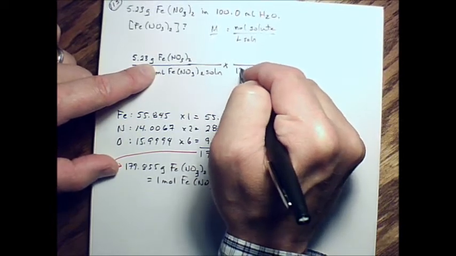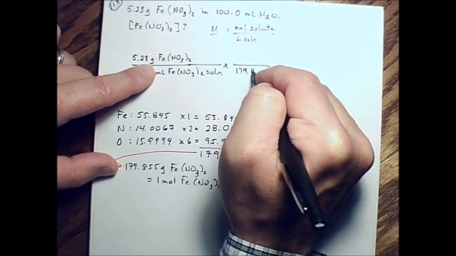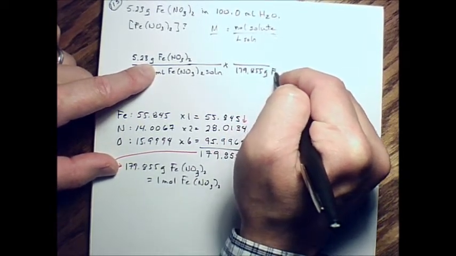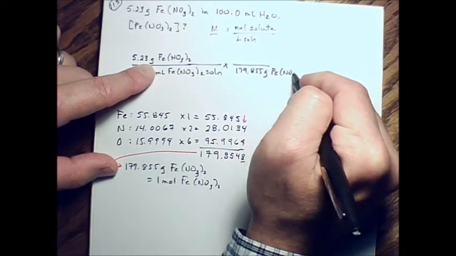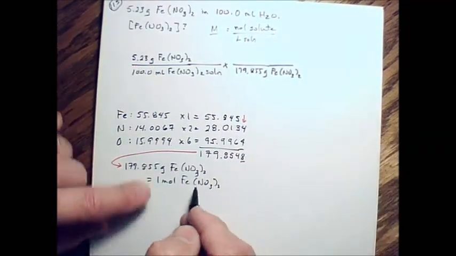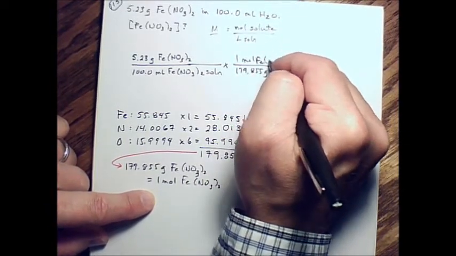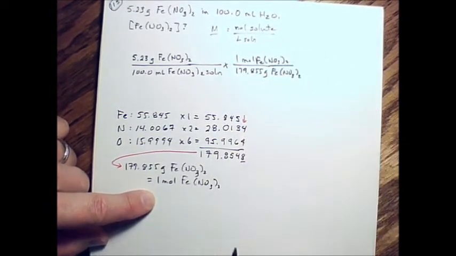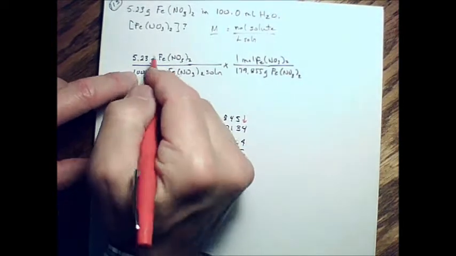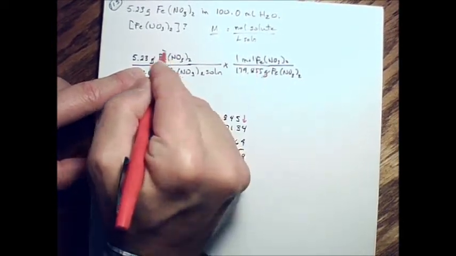So 179.855 grams of FeNO3 goes on the bottom. 1 mole of FeNO3 goes on the top. And we can cancel as we go.